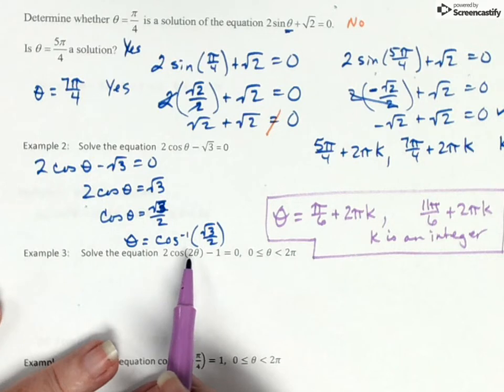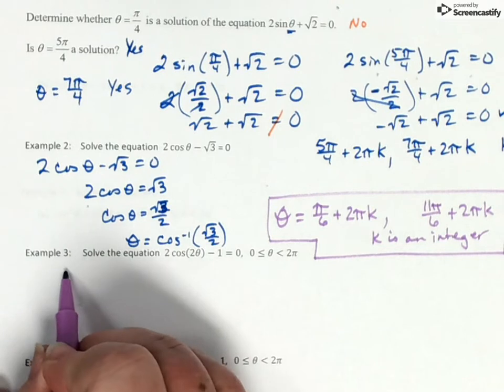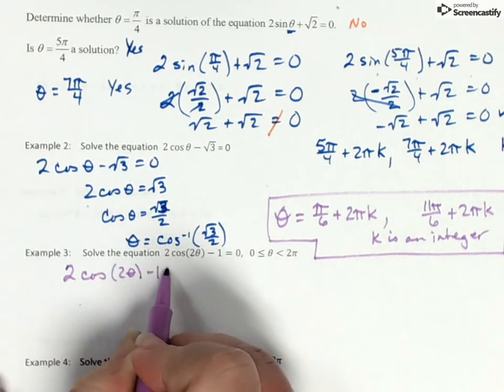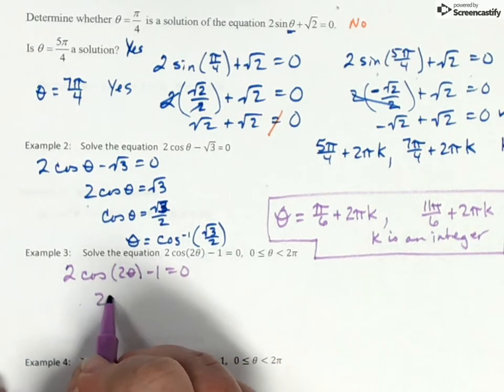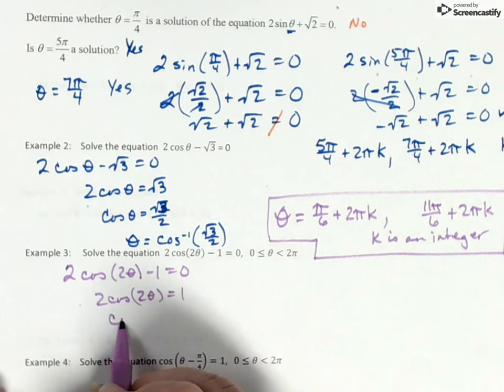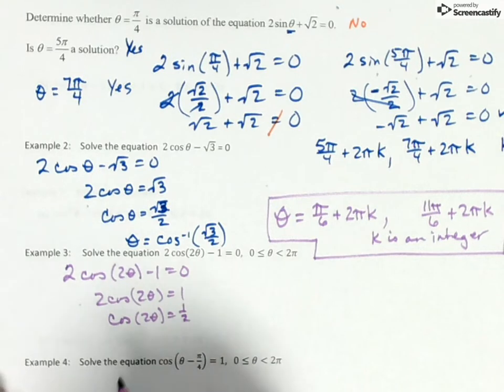In this equation, 2 cosine of 2 theta minus 1, when I solve, let's go ahead and do that, 2 cosine of 2 theta minus 1 equals 0. So 2 cosine of 2 theta equals 1. Cosine of 2 theta equals 1/2. When we do the inverse cosine, we're not finding theta. We're finding 2 theta.